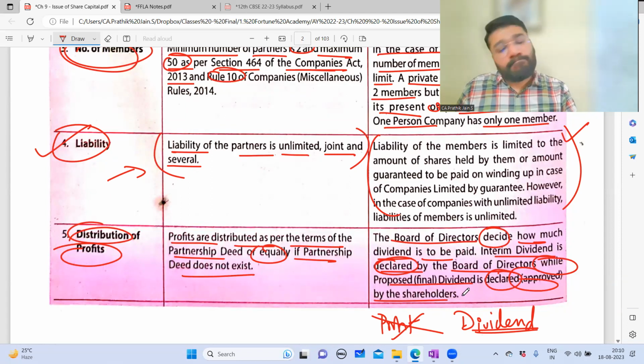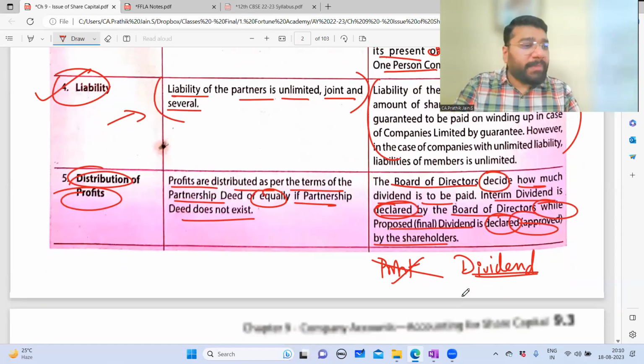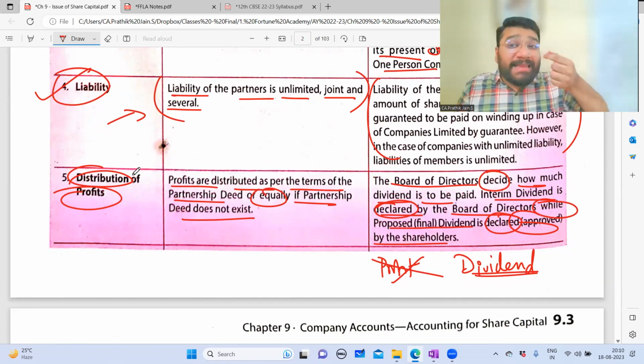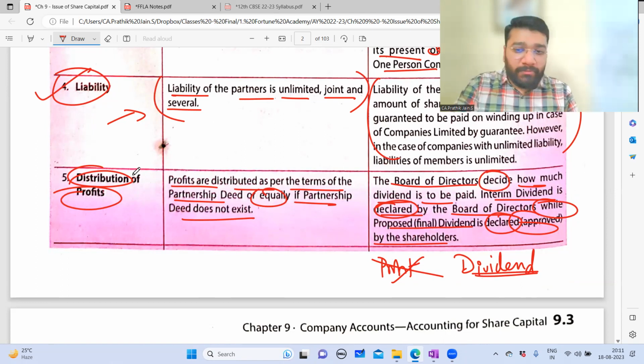Generally, who are the owners of the company? 100%. Am I clear? Any problem till this? So, in the case of a company, the profit is distributed in the name of dividend. How many types of dividend? Interim and final. Very good.